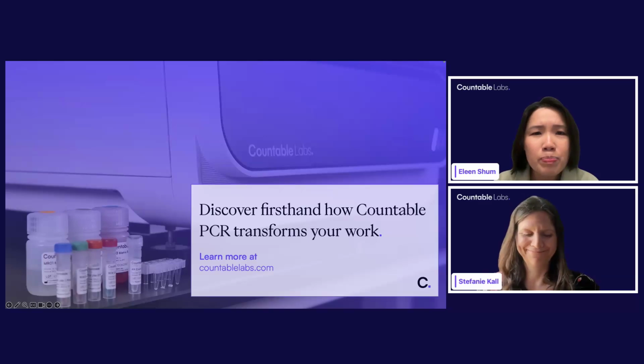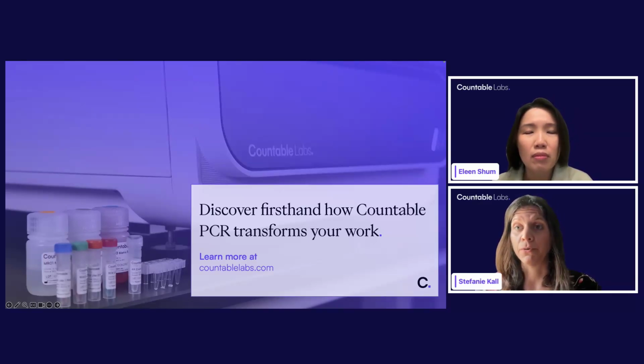Okay. How many colors or channels does your system have? We have 4 channels right now: blue, green, orange, and red.